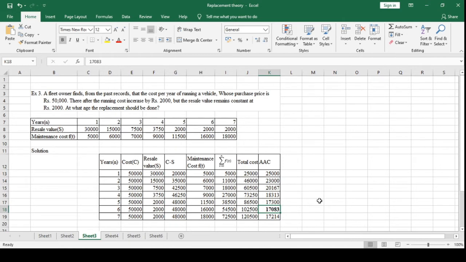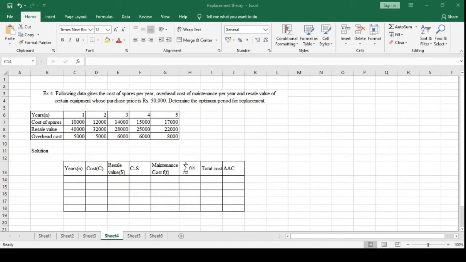Okay, so after completing this example, you need to write down that we can find out that the average annual cost increases from the seventh year, so it is advisable to replace the vehicle after 6 years. Now we'll move to the next example.